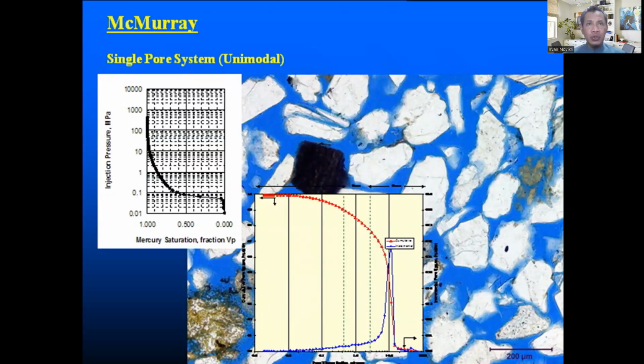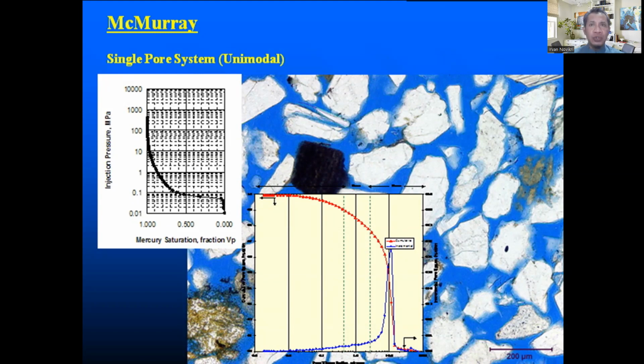Nowadays, when we do this, we can inject mercury into a sample up to 60,000 psi, whereas when Pittman was writing this paper in the late 70s, they could only go up to about 2,000 psi. So we could not get into the micropore system, of course. Anyway, we will explain more about it later using the Mary. Mary is a Singapore system, McMurray sand, a beautiful reservoir. There is good porosity and permeability in many cases.